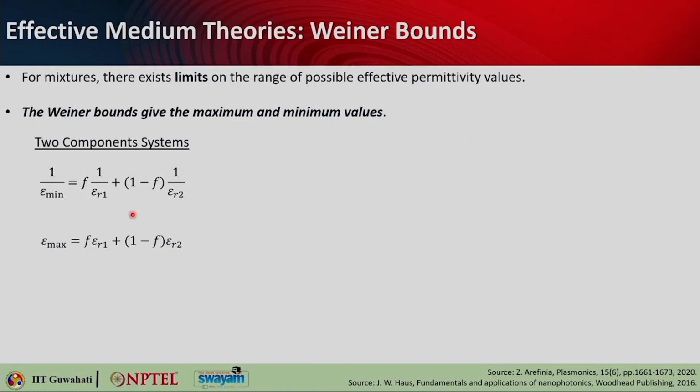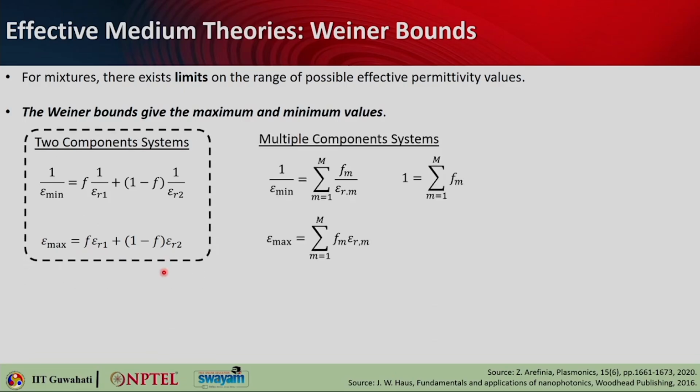If you consider a 2 component system, it means you have one material and the other material. One material is filling a fraction F of the volume. The fraction for the other material is obviously 1 minus F, and this formula tells you how to find out the minimum limit. Similarly, you can also find out the maximum permittivity for this kind of system.